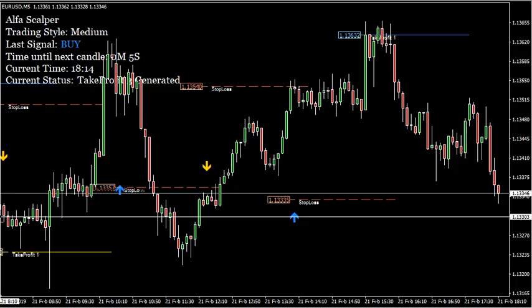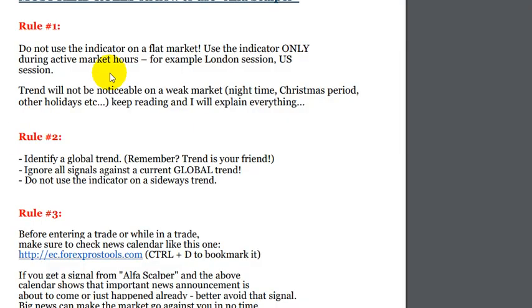But let's take a look at some of the rules first. The rules are always the same as they are in every single strategy or system that Karl puts out. Don't use it on a flat market. That's common sense right there. We don't want to trade when the market's doing nothing. And London session and US session.